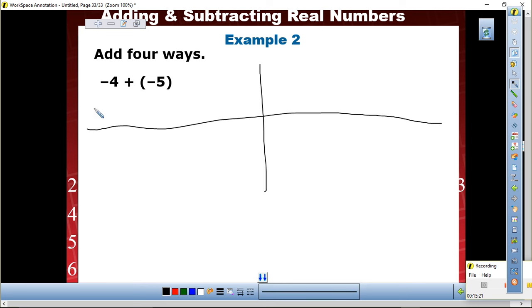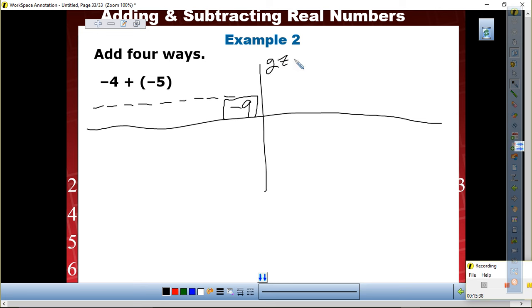We started with 4 negatives, 1, 2, 3, 4. Then it says add 5 more negatives, 1, 2, 3, 4, 5. Do you see any 0 pairs? Nope, so this is -9. Hands if you got that. Okay. From there we go to ground 0. Here it is. We start off with -4. Then it says 5 more. Since we don't have any dirt, how deep is the hole now? -9.